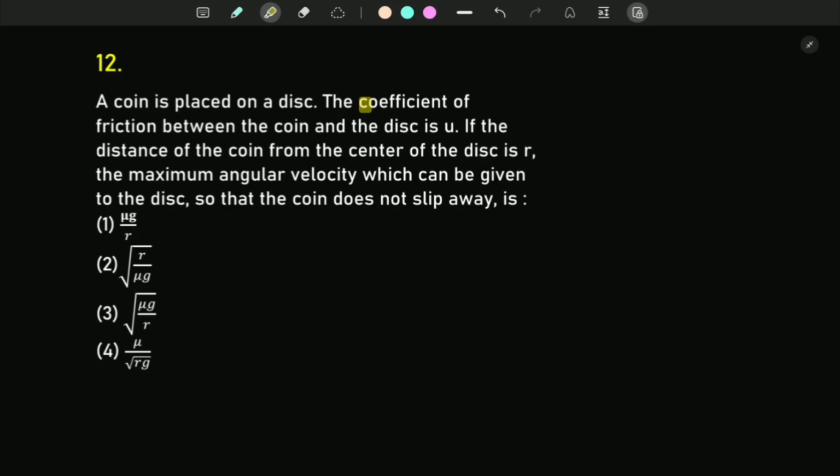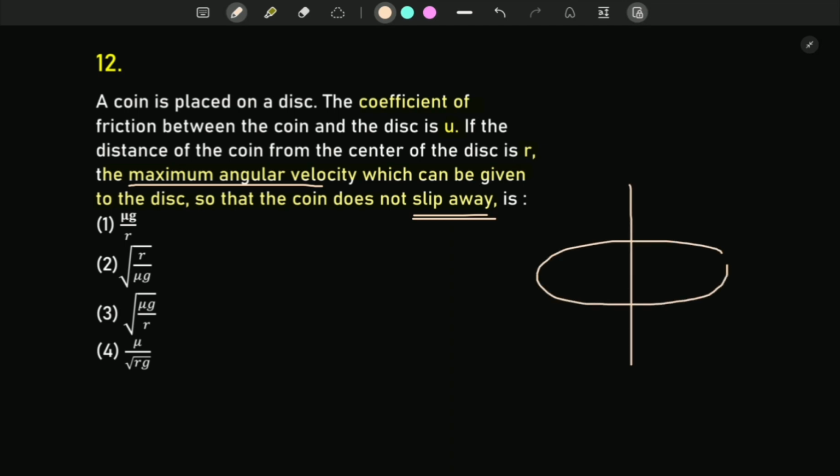Now let us move on to the next question. It says, a coin is placed on a disc. The coefficient of friction between the coin and the disc is mu. If the distance of the coin from the center of the disc is r, the maximum angular velocity which can be given to the disc so that the coin does not slip away is. So we need to find maximum angular velocity, or omega max, such that the coin does not slip away.